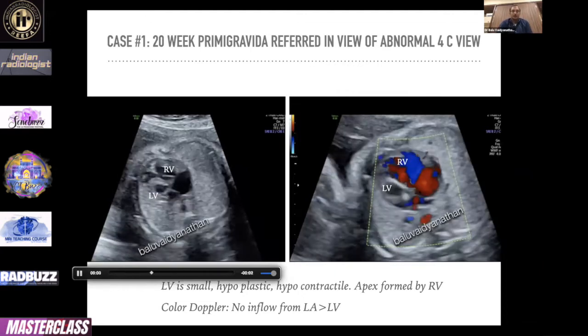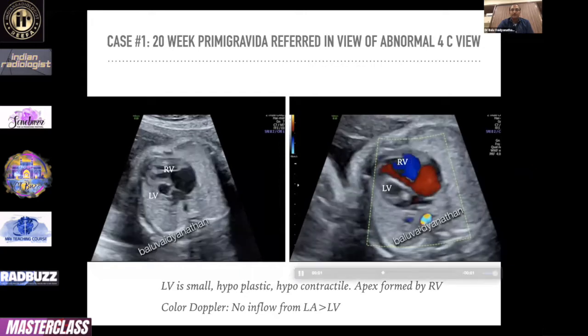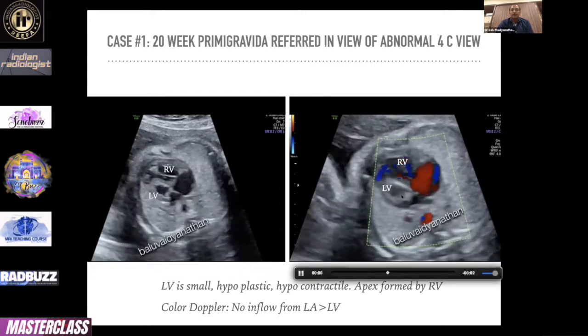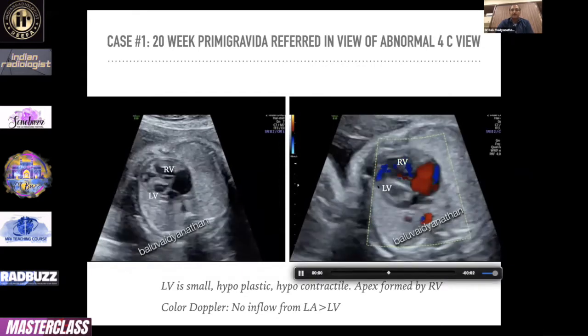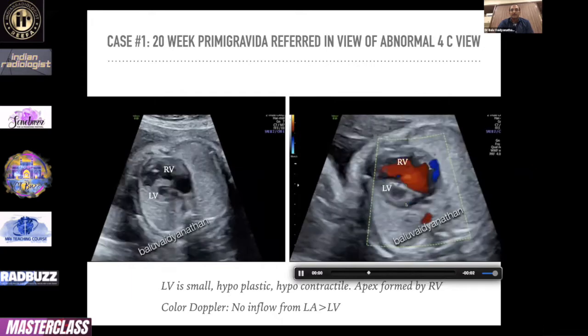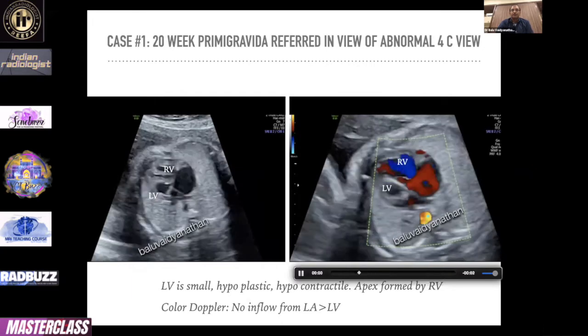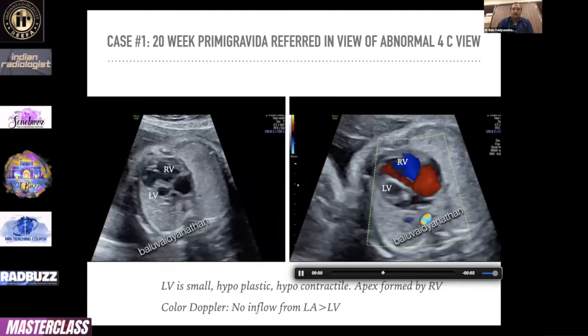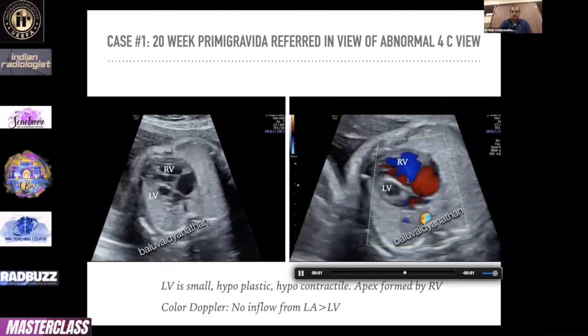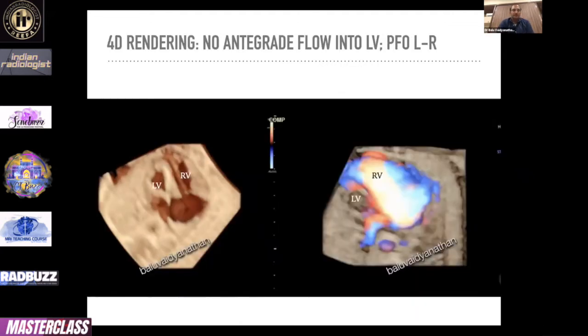Now I put the color on, and what do you see? You see that there is absolutely no inflow whatsoever into the left ventricle. The entire left atrial blood goes across to the right ventricle. So there is no filling of the LV at all. These images can be quite nicely appreciated using the STIC technology.